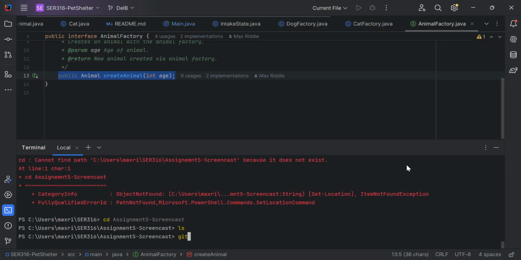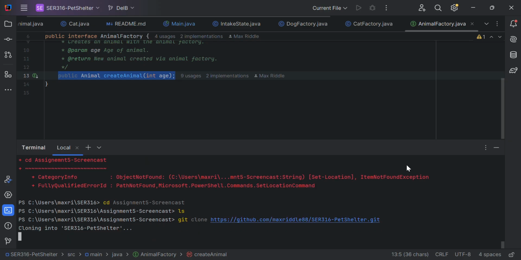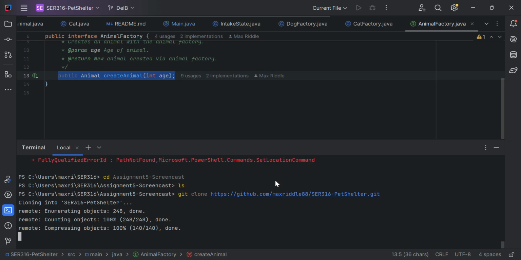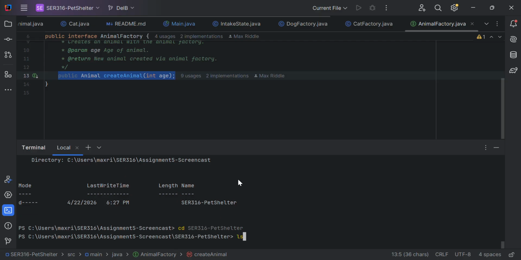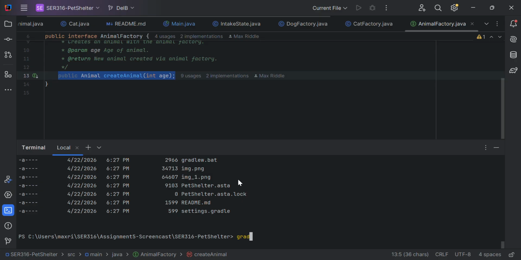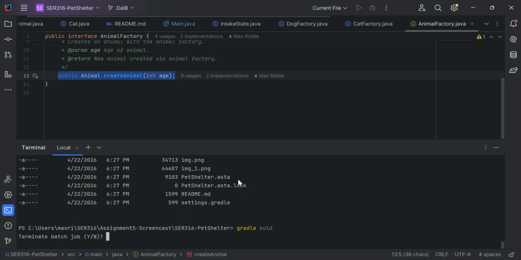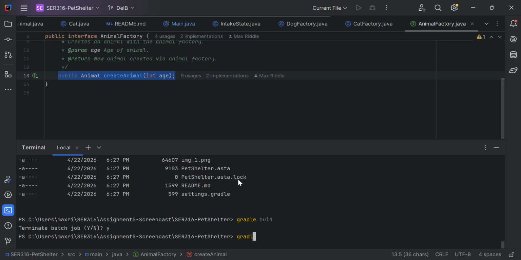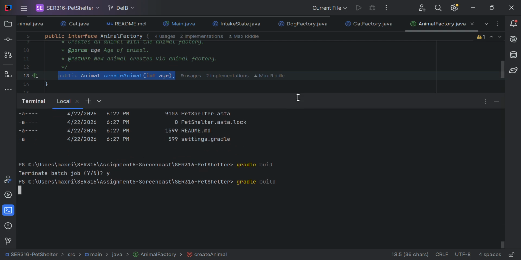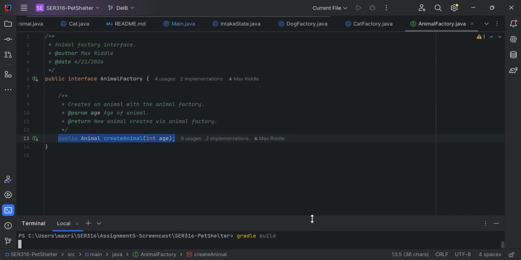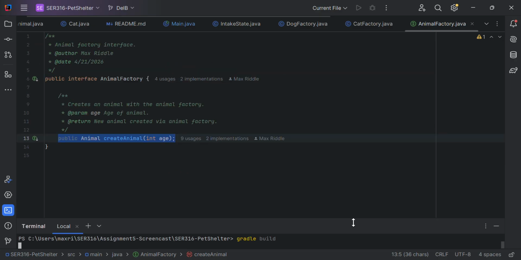Empty repository, git clone. And there is our project. And I will do a Gradle build. That might take some time, so in the meantime, I will describe my two design patterns, how they work together.